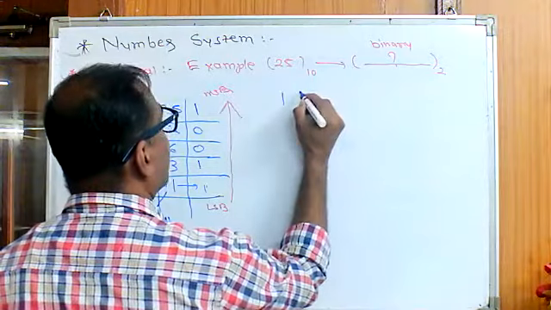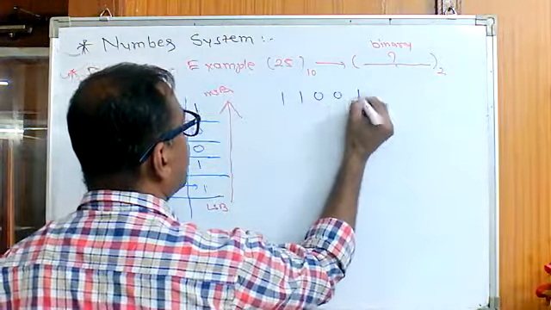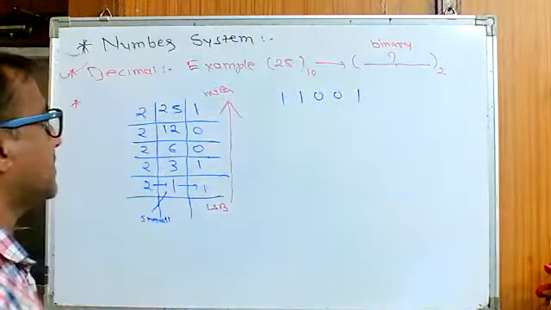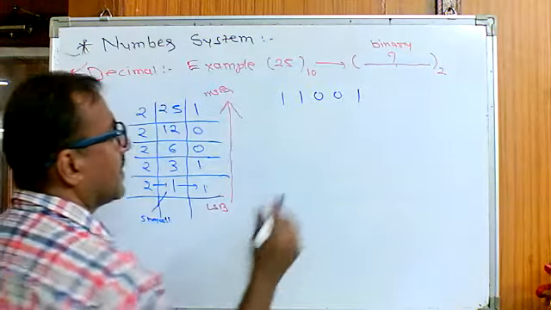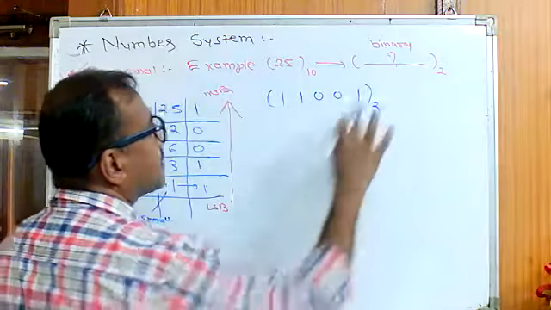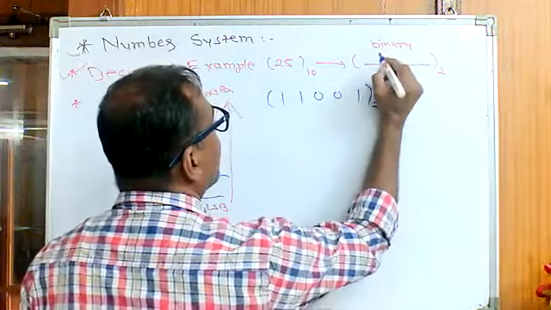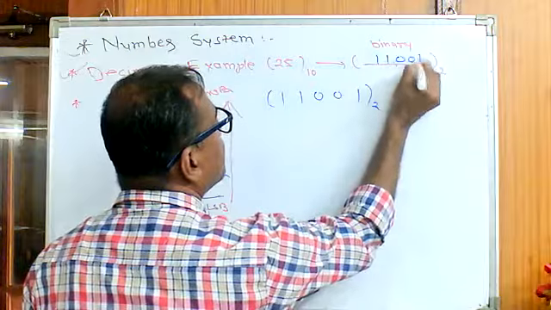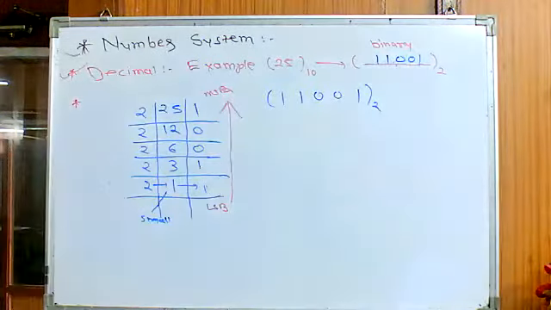The number is 1 1 0 0 1, which means this number is represented in binary. So the answer is 1 1 0 0 1. So is the representation of this binary number yes or no?